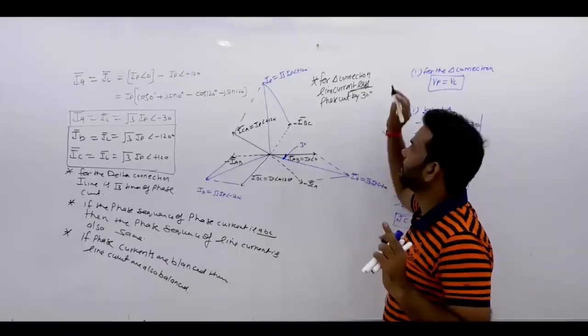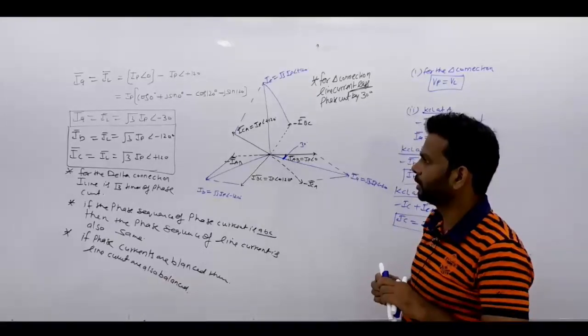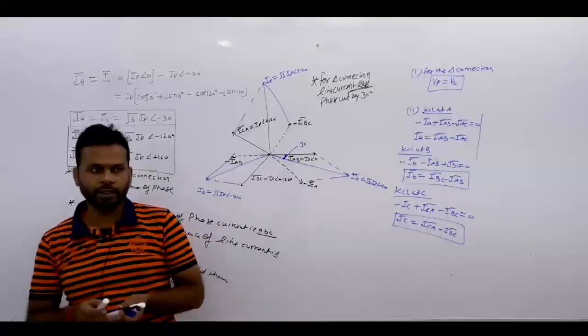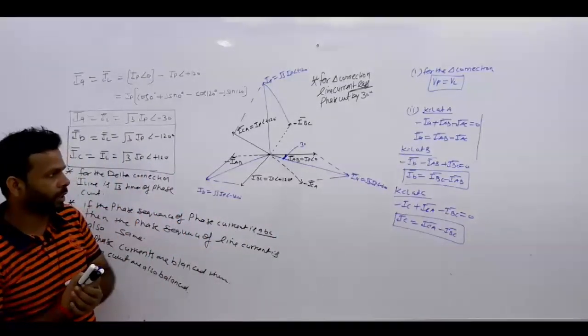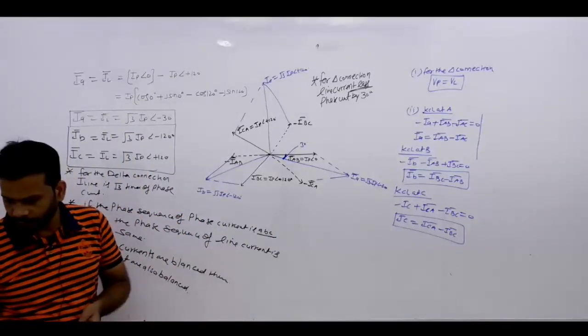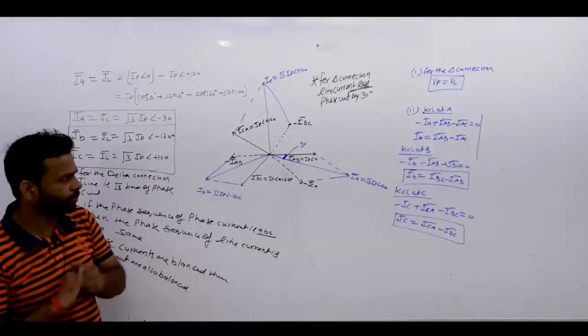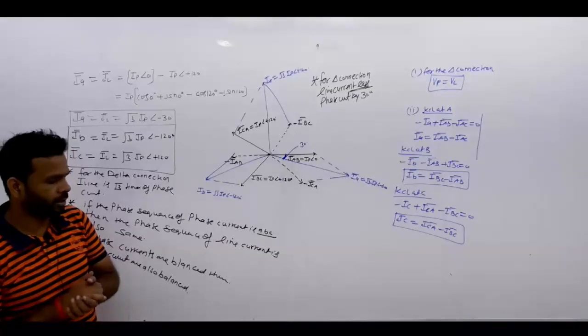So this is about the delta connection, and now we will compare the star and delta connection. After that we will take some numericals. So this is about your delta connection. I hope you have understood all these things. This is a little bit complex, but if you take it concept-wise, then it is easy.